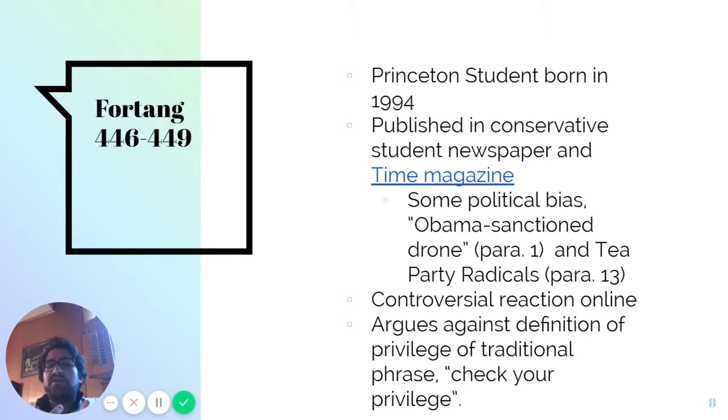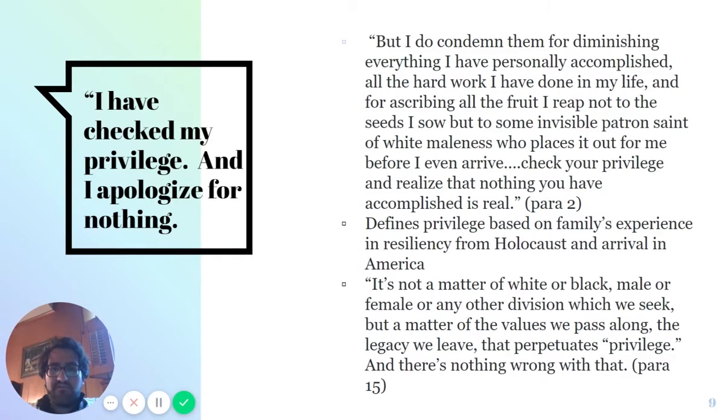It had a very controversial reaction when this was published online on Time magazine. He argues against the phrase "check your privilege." So here's a long quote from paragraph 2 that sums it up. "But I do condemn them for diminishing everything I have personally accomplished, all the hard work I have done in my life, and for ascribing all the fruit I reap, not to the seeds I sow, but to some invisible patron saint of male whiteness who places it out for me before I even arrive. Check your privilege, and I realize that nothing you have accomplished is real."